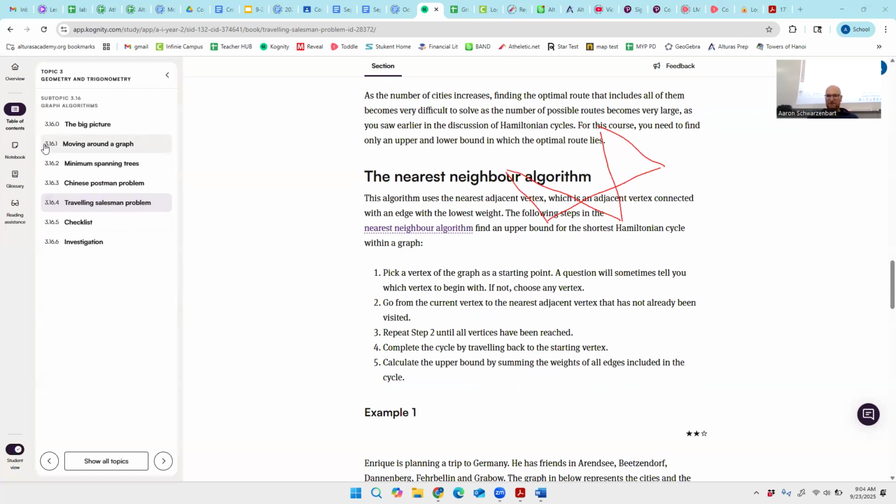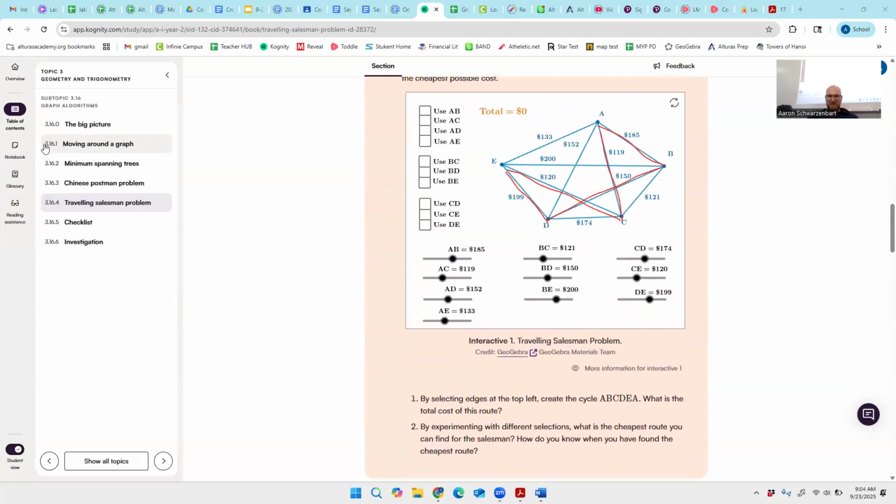Okay? Wait, so that's the nearest neighbor. It's going to be the upper bound. Yes. Well, I had a shorter one. So if I sum these, I get 119 plus 120 plus 199 plus 150. Can somebody use a calculator and add these up for me? Plus 185. That is the most it could be for the possible shortest. So that's the upper bound on the shortest.